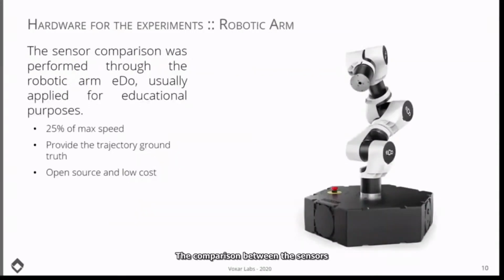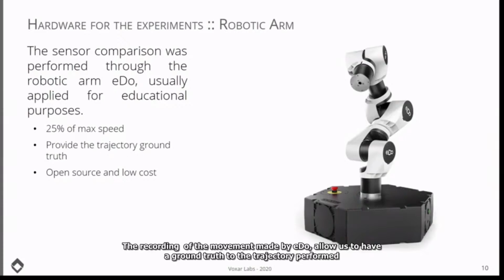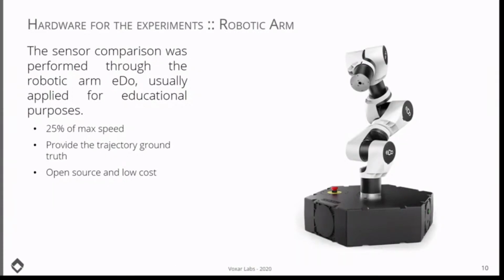The comparison between the sensors was performed with the help of the Dobot, a robotic arm usually applied for educational purposes. We used the robotic arm at 25% of the maximum speed to make sure it would be slow enough to not interfere in the 3D reconstruction. The recording of the movement made by the Dobot allows us to have a ground truth of the trajectory performed.